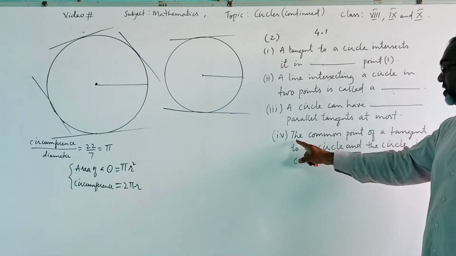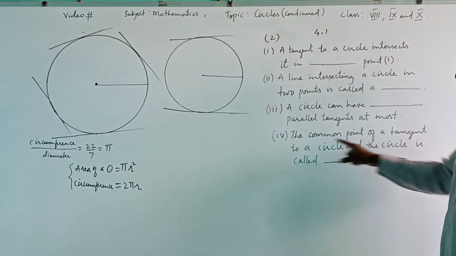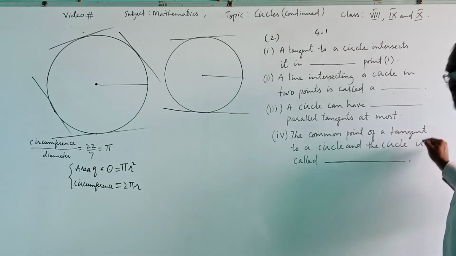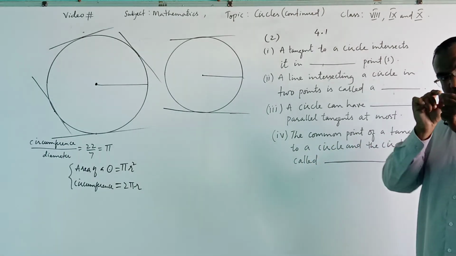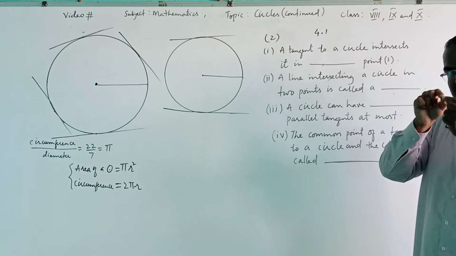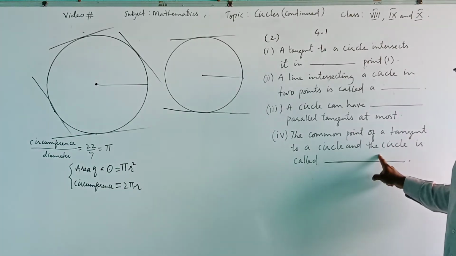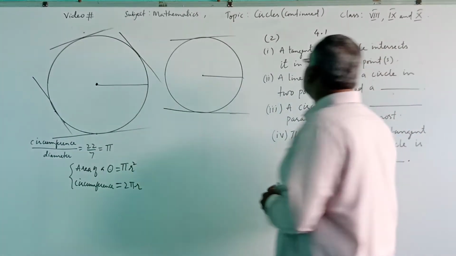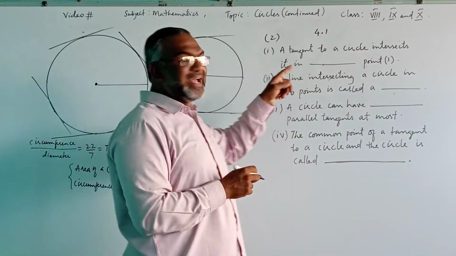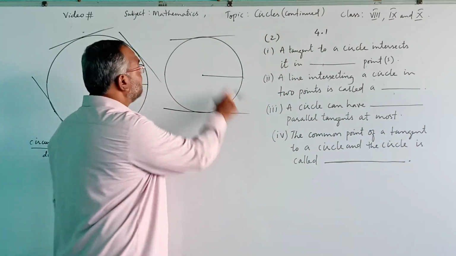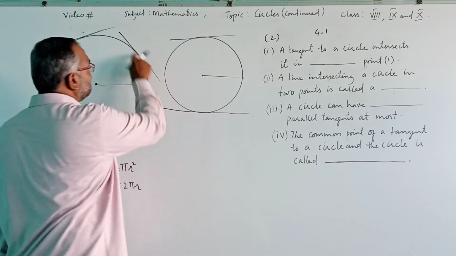Then the last question is, the common point of a tangent to a circle and the circle, the point which is common to the tangent as well as the circle. What is that point called? Right. Now, a tangent, we all know that this is a tangent, this is a tangent, this is a tangent.